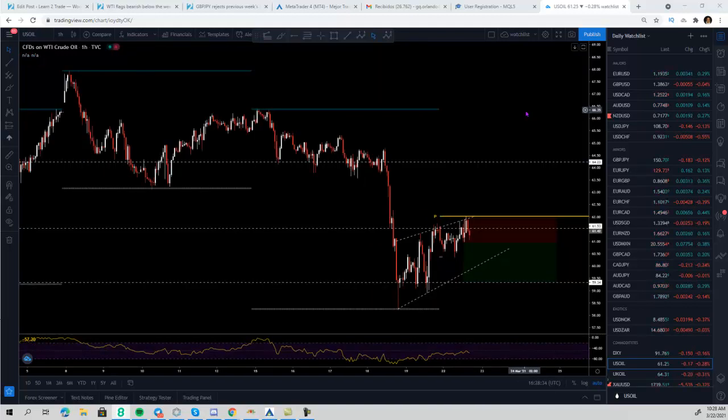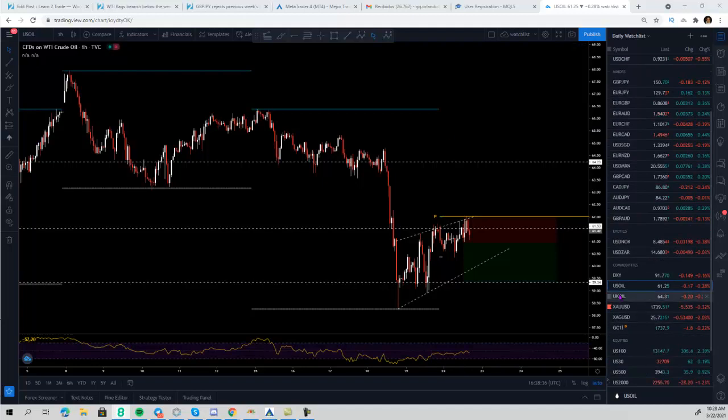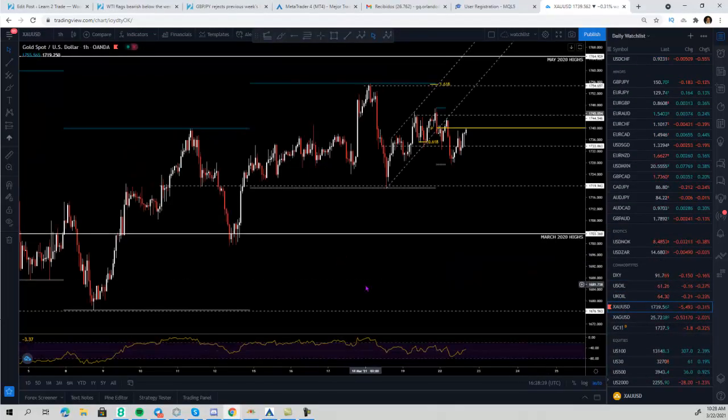Today we're going to talk about gold. And the reason we're going to talk about gold is because we need to understand where this metal is headed.